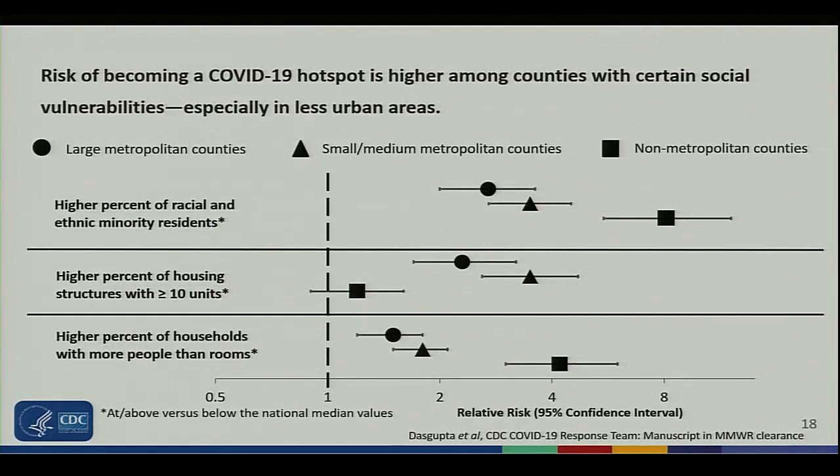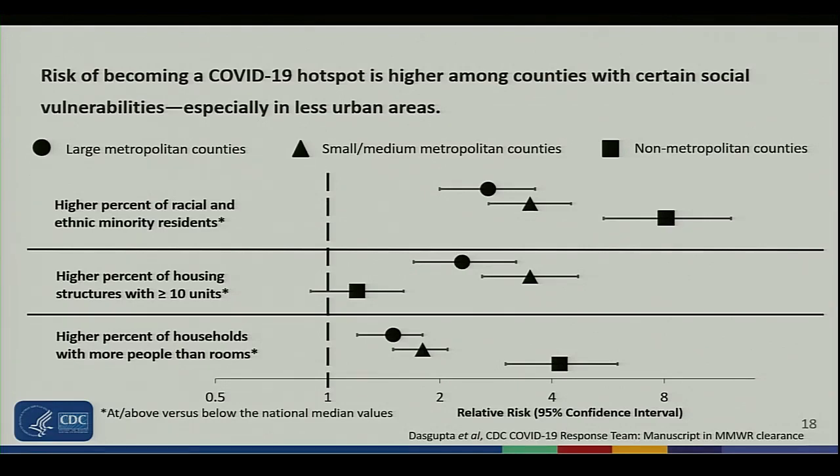This figure compares the relative risk of becoming a COVID-19 hotspot by components related to racial and ethnic minorities and housing composition. Results are presented by urbanicity, where associations depicted with circles represent large metropolitan counties, triangles represent small or medium metropolitan counties, and squares represent non-metropolitan counties. Counties at or above the national median percentage of racial and ethnic minority groups had an increased risk of becoming a COVID-19 hotspot compared to counties below the national median percentage.